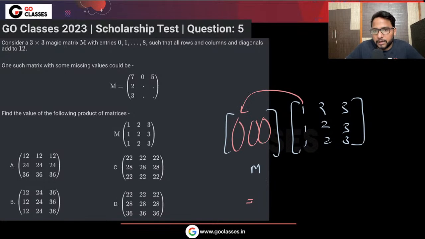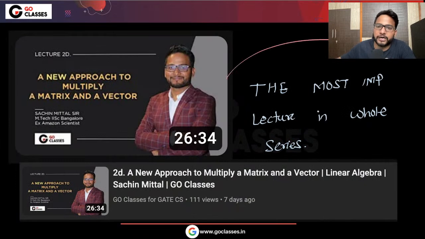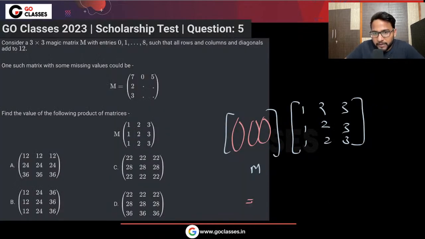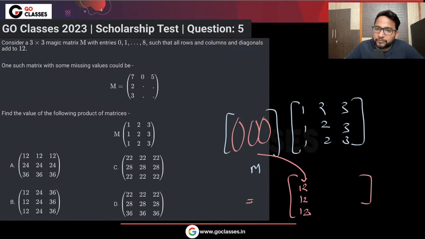For the way to multiply, please refer to this particular lecture again. This is the most important lecture in the whole series. Just please refer to this lecture, then only you will be able to understand. See, if you multiply this, then this 1 1 1 indicates that you are going to add all of these vectors, and then you are going to have the first vector here. As they said, if you are adding all of the columns, then it should be 12 12 12, right? And then the multiple of 2 is 24 24 24. This is 36 36 36. So what is the answer here?